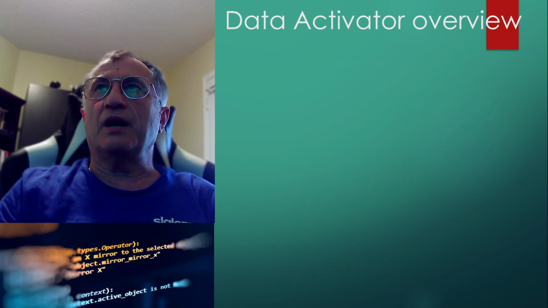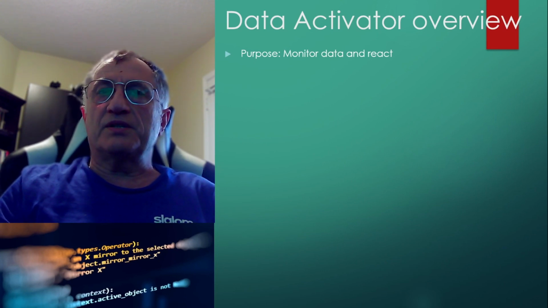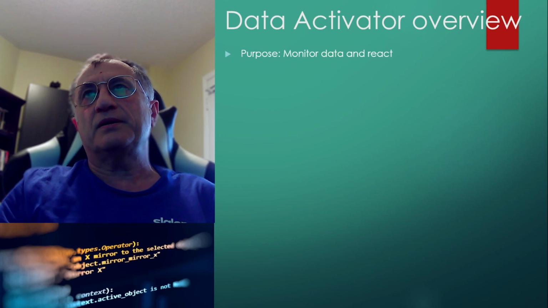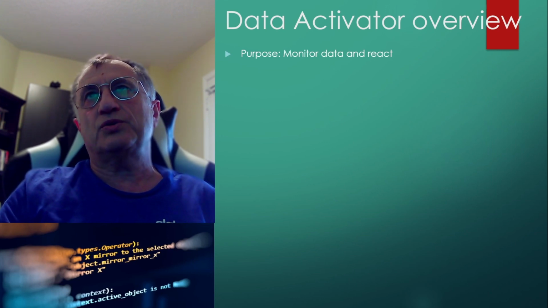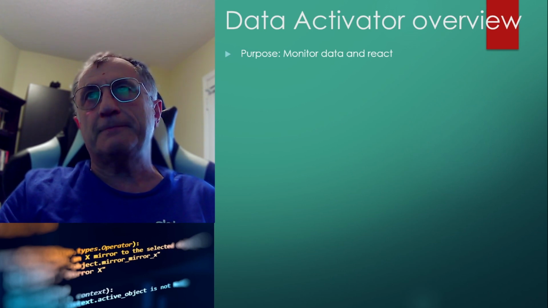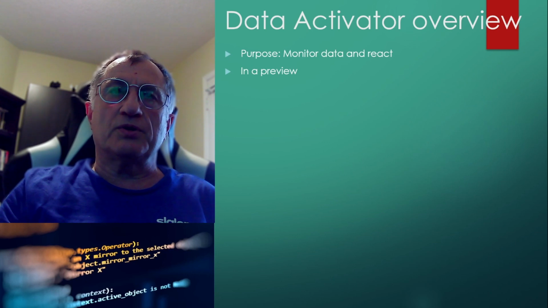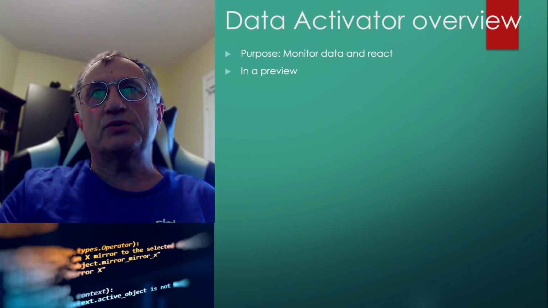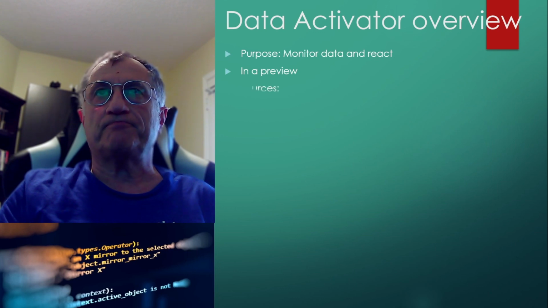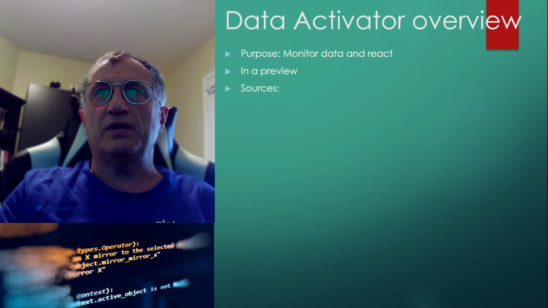What is Data Activator? So Data Activator is a service in Microsoft Fabric designed to monitor and react to the change in your data. It's mostly relevant to real-time data. Currently it's in a preview, so you have to subscribe to it so that it will show up in your workspace.